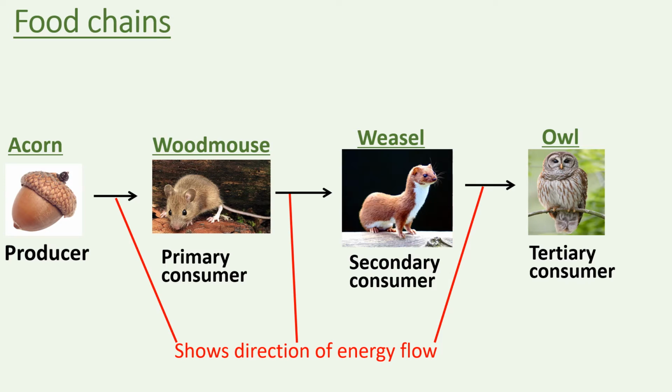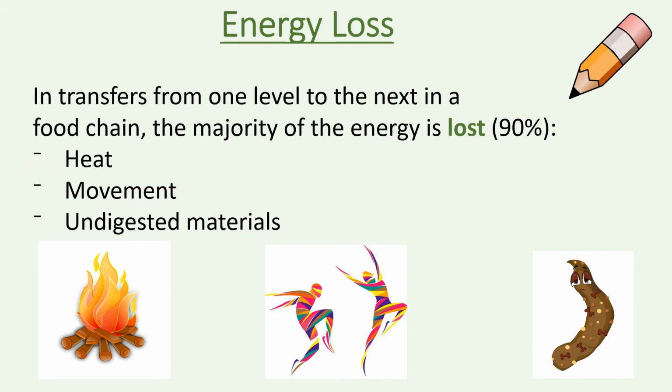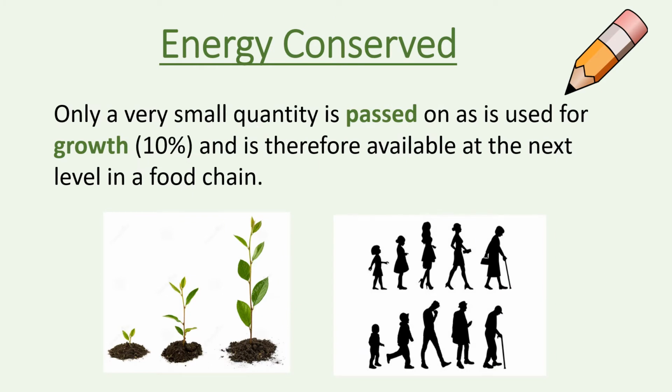Pause the video and write down what you think before I go over the answer. So the answer is that in transfers from one level to the next in a food chain, the majority of energy is lost as heat, movement, undigested materials. A total of 90% energy is therefore lost at each stage of the food chain from heat, movement, and undigested materials. So how much energy is then passed on? Pause the video and write down how much energy you think can be passed on and how it will be passed on. The answer is that only 10% of energy is passed on.